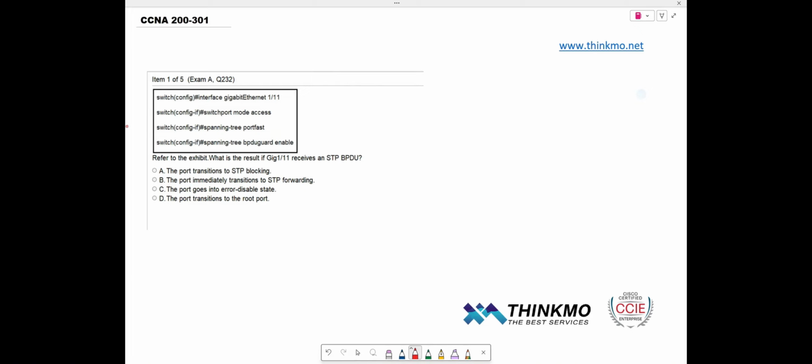It says, referring to the diagram, after the Gi0/11 interface on this switch receives the bridge protocol data unit, BPDU, for the spanning tree. What will happen? What is the result?